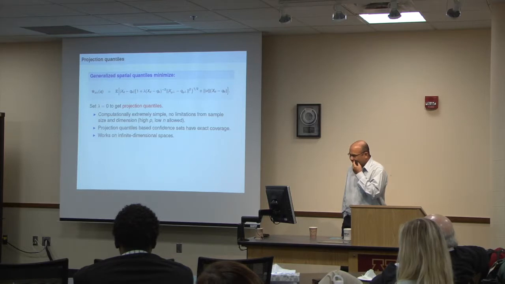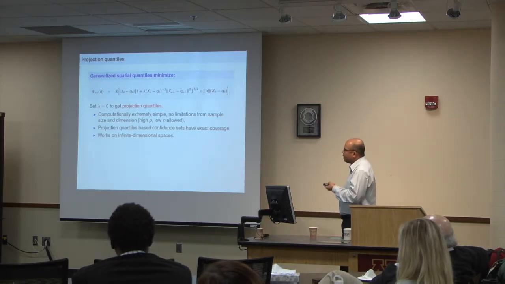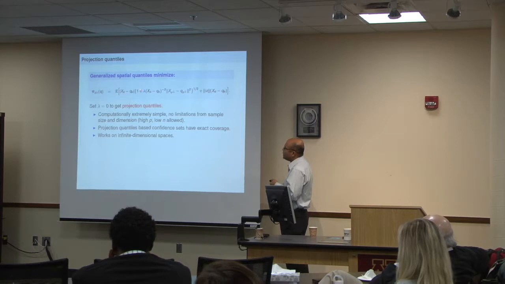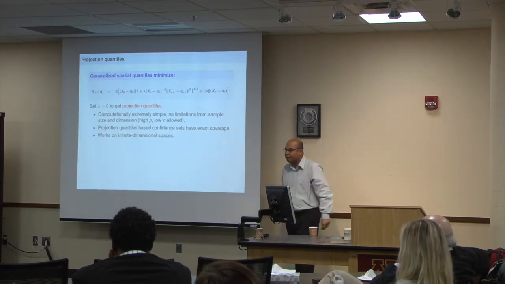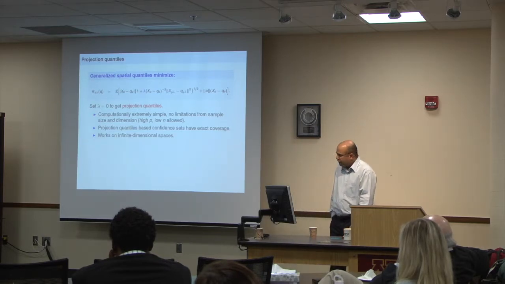So, here is the one that I'll actually show you results for today. We had this enormous optimization problem. We just put lambda equal to 0, so that this big chunk of it just dropped off. Why did we do that?